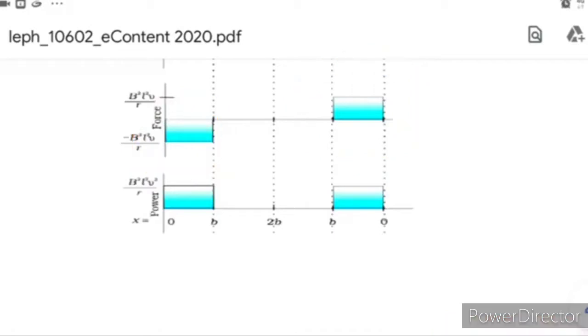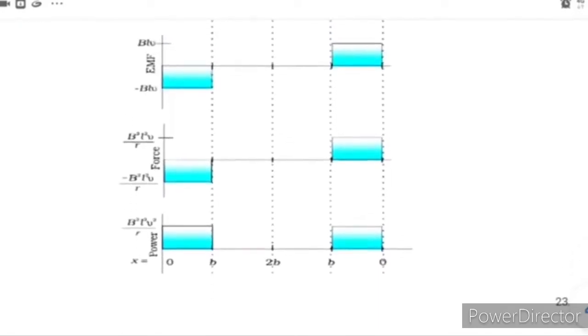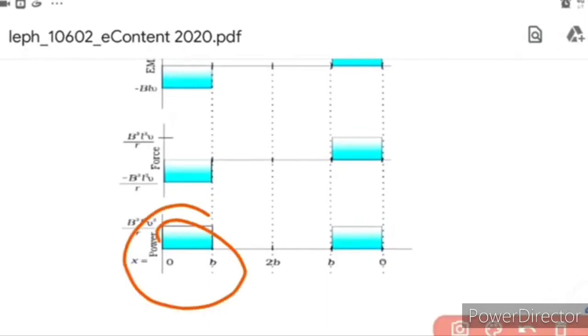Now moving on to the last physical quantity, which is the power delivered. Power is given by F dot V or I square R. That is, the power dissipated as heat is asked. So we have I square R. Just square the current and multiply it with R. So we'll have B square L square V square by R.